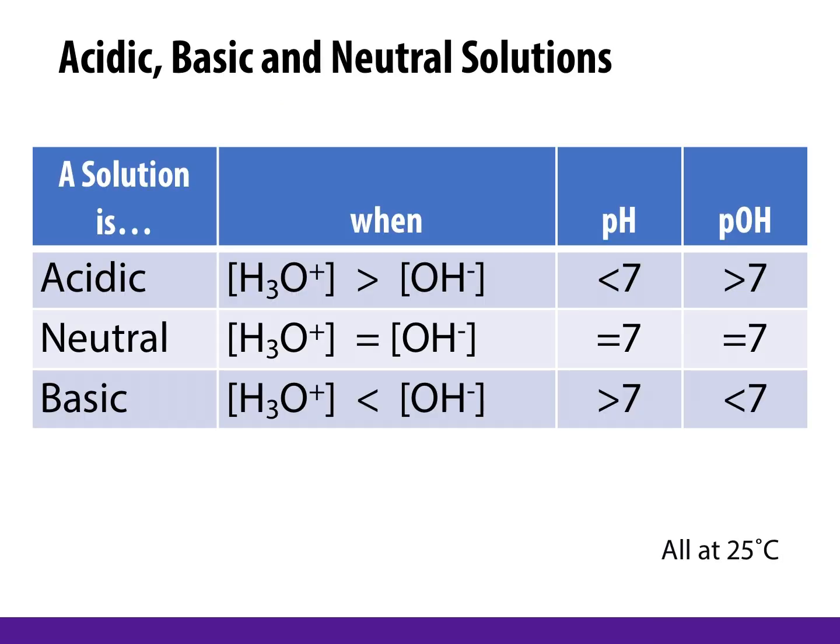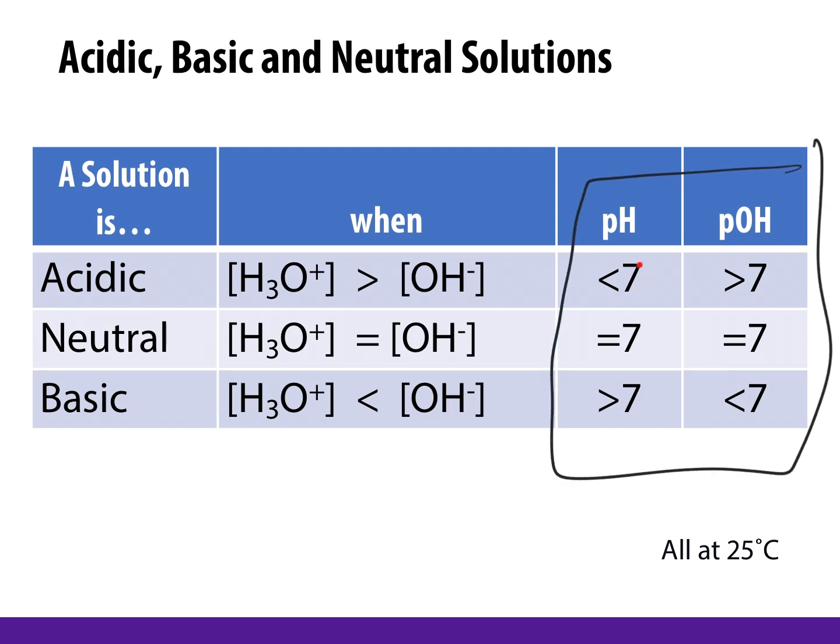Okay, note that for acidic, basic, and neutral solutions, if we're at 25 Celsius, these things are true: an acidic solution is one that has a pH of less than 7, a basic solution is one that has a pH of greater than 7, and the reverse for pOH. pOH less than 7 is basic. pOH greater than 7 is acidic.